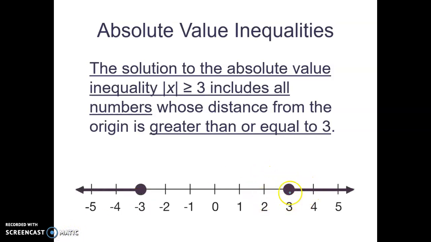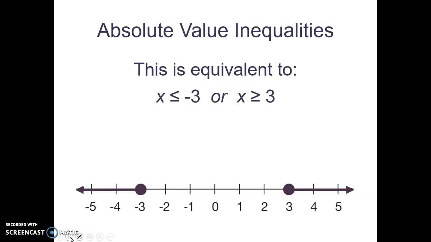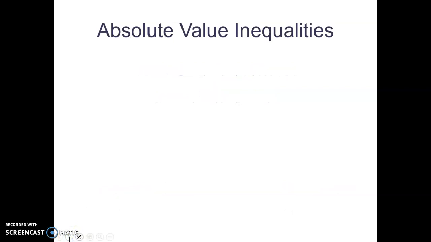So we know that on one side, anything greater than or equal to 3 has an absolute value greater than or equal to 3. And our negative side, anything less than -3 has an absolute value greater than or equal to 3. So this is going to look like a disjunction. We're not going to have an overlap here, but we're going to have our graph going in two separate directions. This is equivalent to saying x is less than or equal to -3 or x is greater than or equal to 3. So we've got our disjunction here.